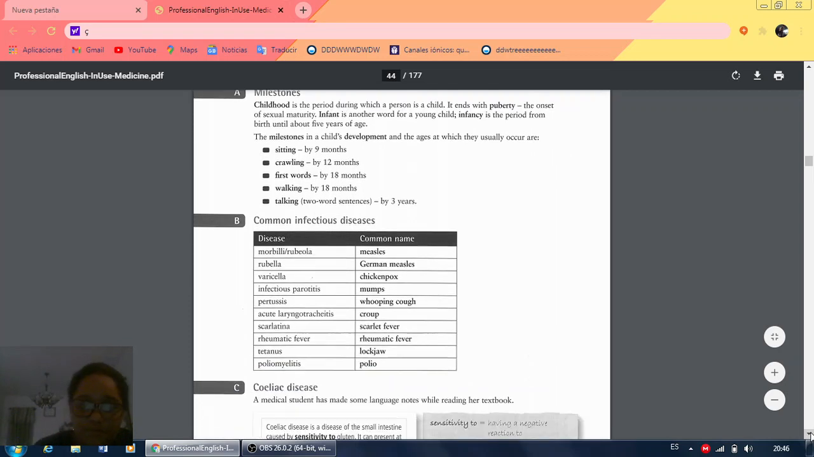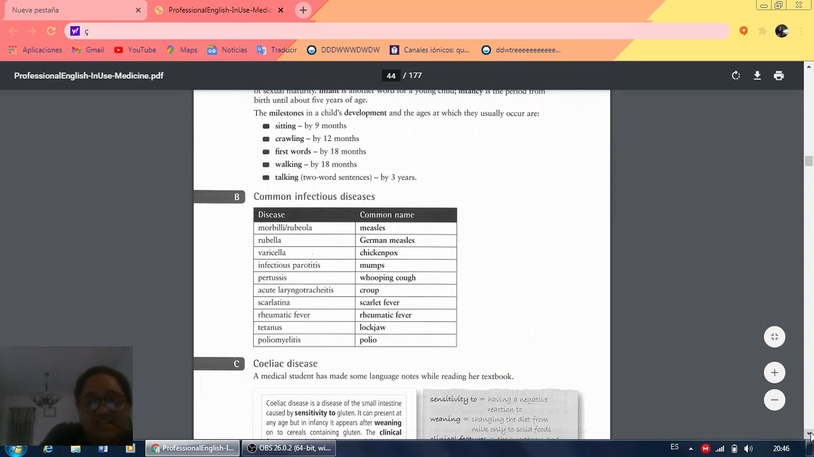Very good. Common infectious diseases: morbilli, rubella, varicella, parotitis, pertussis, rheumatic fever, poliomyelitis, measles, chickenpox, mumps, whooping cough, scarlet fever, polio.